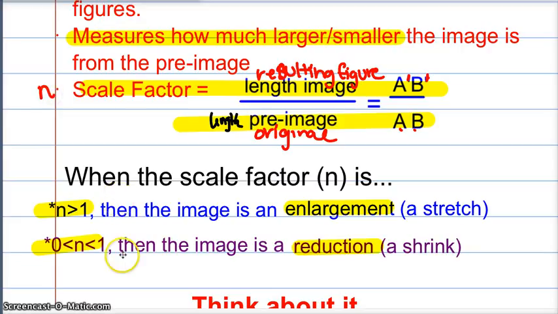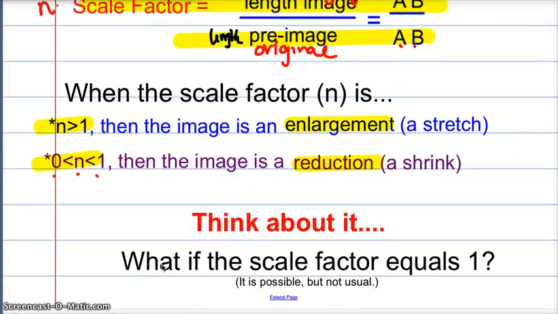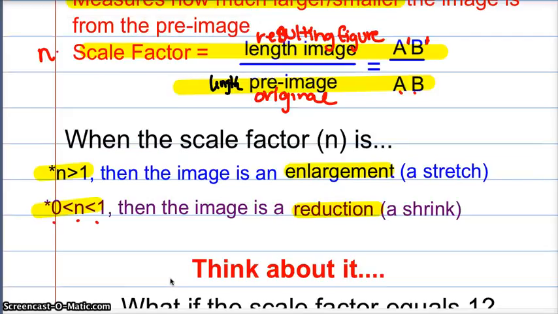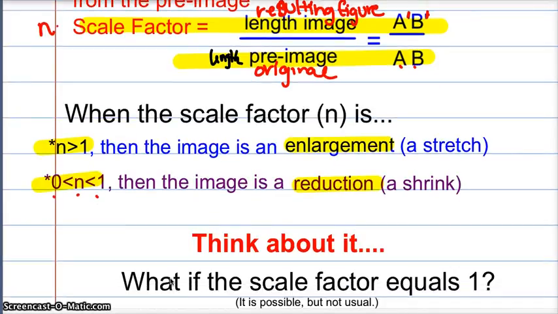So when the scale factor n is greater than 1, the image has been enlarged or stretched. Think about the idea of having a scale factor of 2. 2 would mean that the image has been blown up so that it's twice as large. Think about getting a number such as half, something that's between 0 and 1, would be a reduction, as the figure would be half its original size. What if you have a scale factor that is equal to 1? It's possible, but doesn't necessarily happen all the time. A scale factor of 1 would mean that the figures are congruent, that they haven't actually changed size.